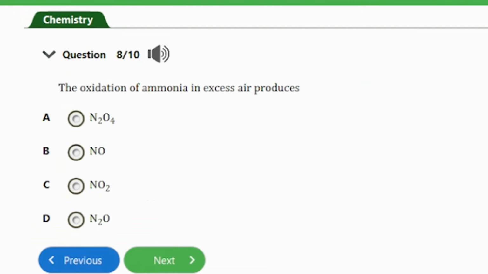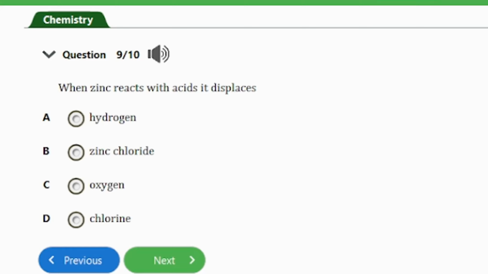Let's look at the next question. Question number 8. The oxidation of ammonia in excess air produces A, N2O4, B, NO, C, NO2, and D, N2O. So guys, the answer to this question is option B here, and that's NO. So let's consider the next question, guys.